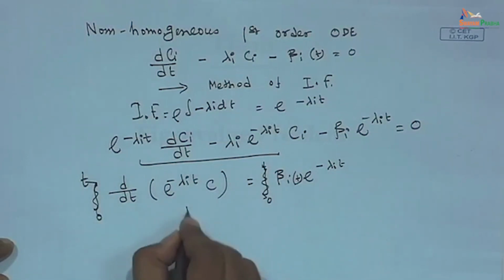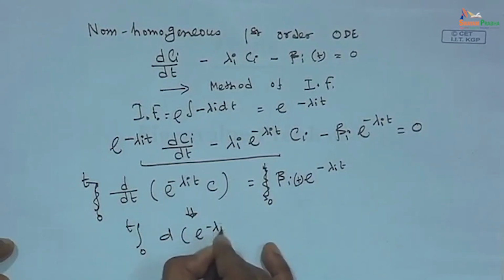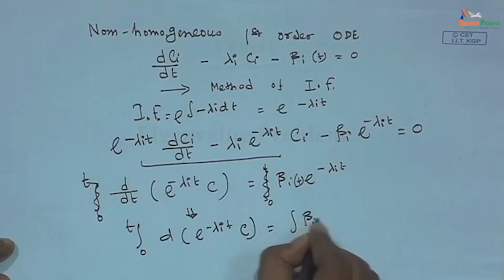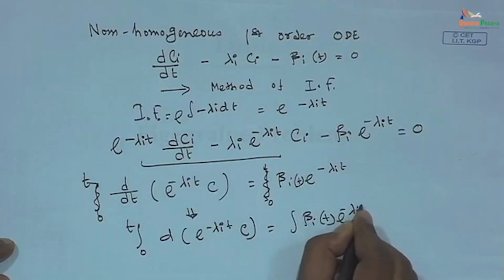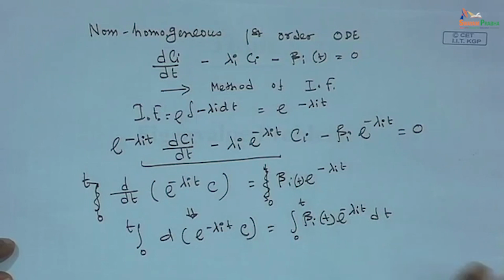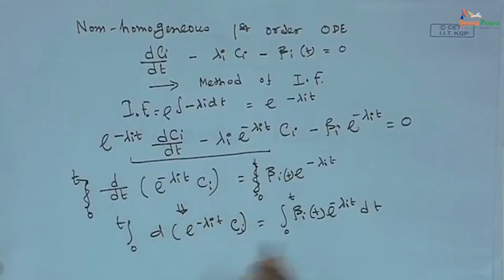Okay. So, in the next step you will be getting the integral from 0 to t of d of e to the power minus lambda_i t times c_i is equal to the integral from 0 to t of beta_i(t) e to the power minus lambda_i t dt. So, we can get this integral evaluated, and after evaluation of this integral you will be getting c_i. We will be having the subscript i in all the cases of the c's.